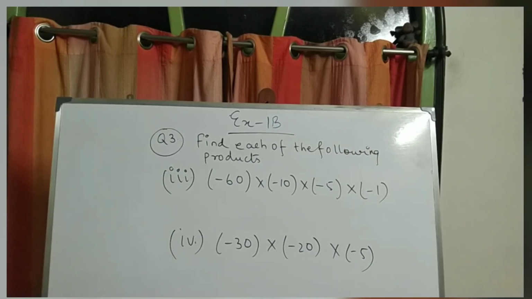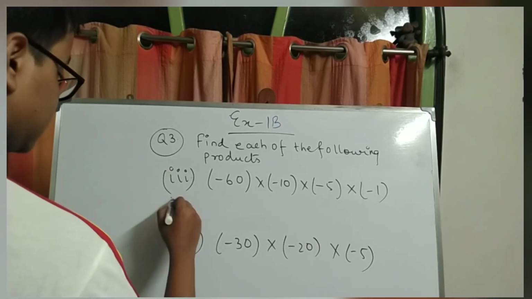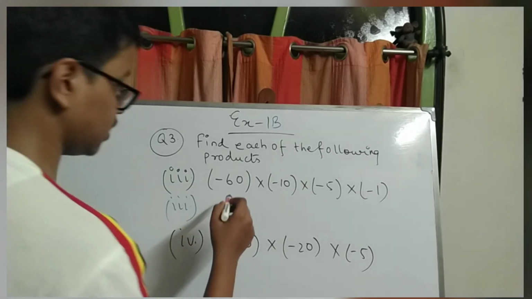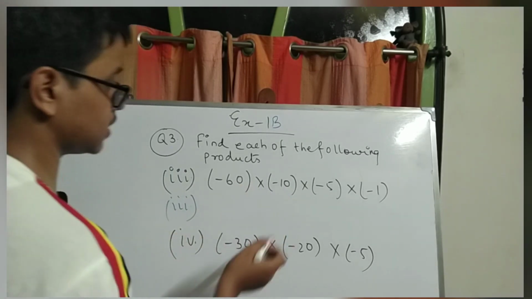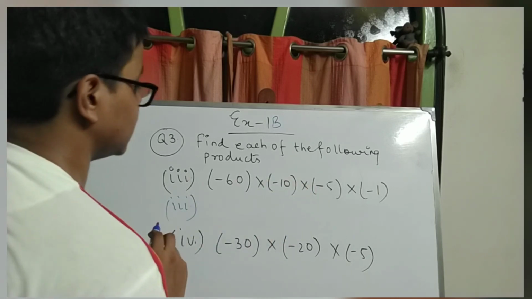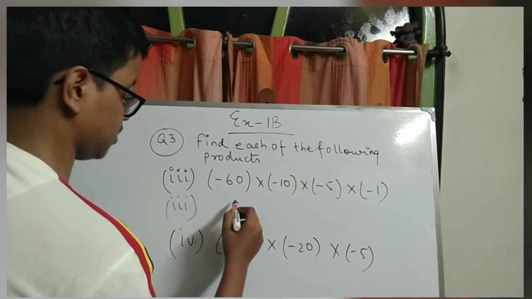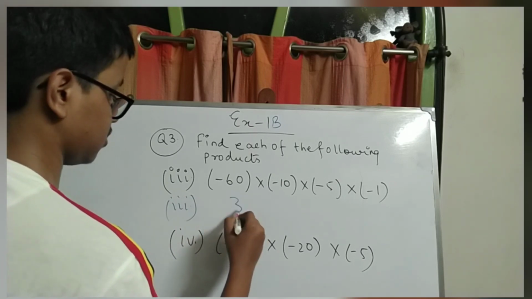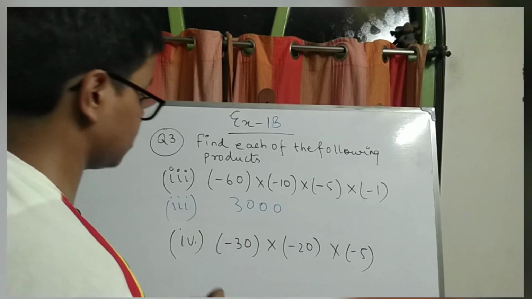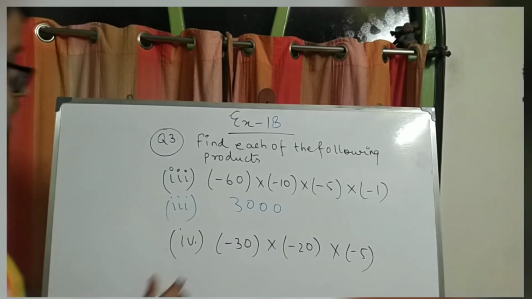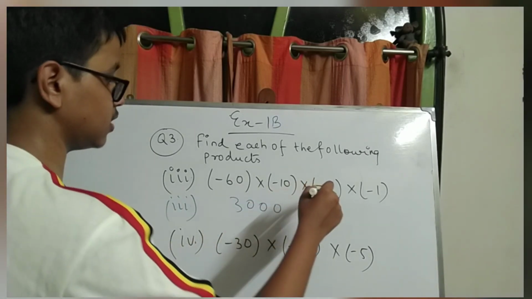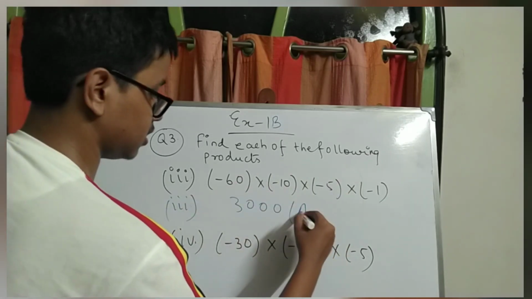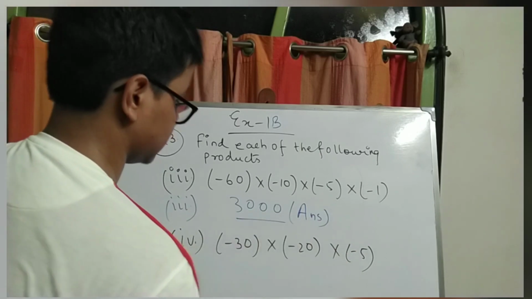Now question number 3, subpart 3. Subpart 3 I will solve. 60 into 10 it will be 600, 600 into 5 it will be 3000. Minus minus result will give plus, plus minus result will give minus, minus minus result will give plus. So plus 3000 is the answer.